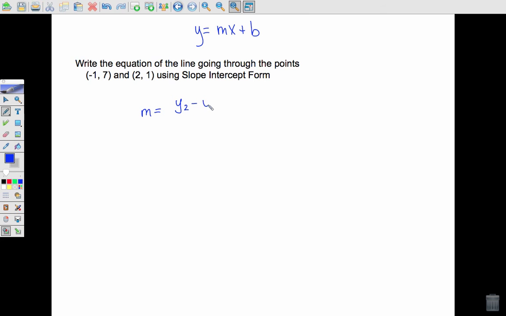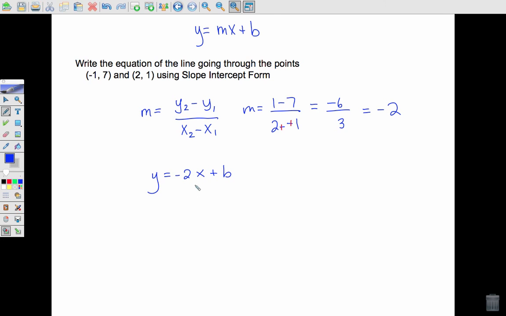We start by finding the slope, which is y2 minus y1 over x2 minus x1. Okay, so in our case, I have 1 minus 7 over 2 minus -1. 1 minus 7 is -6, and you want to remember that minus negative is plus, so that's going to be 3. -6 divided by 3 is -2, and there's your slope. All right, so I'm going to take my formula, and I'm going to replace m with the slope. So I have y equals -2x plus b.